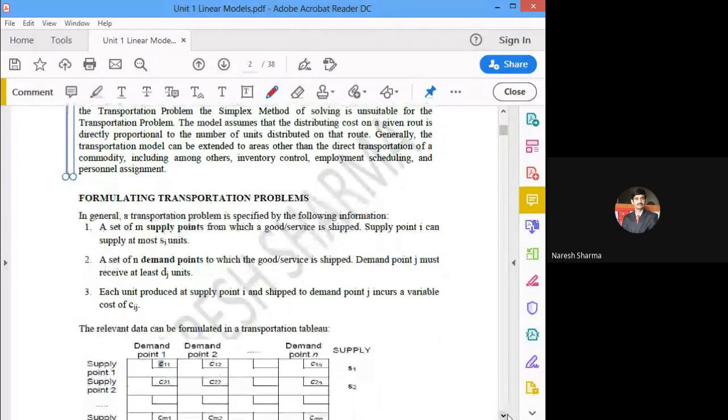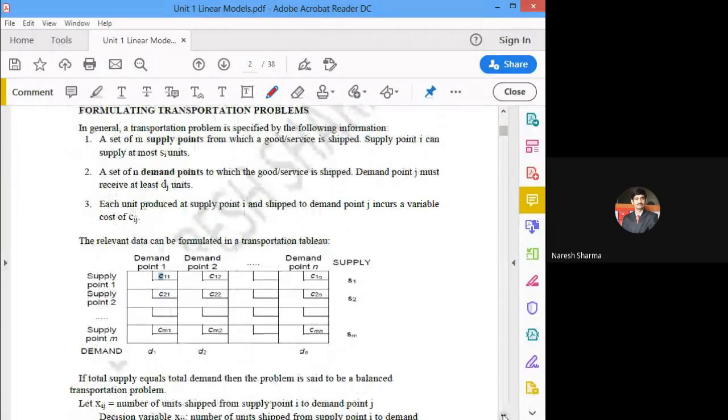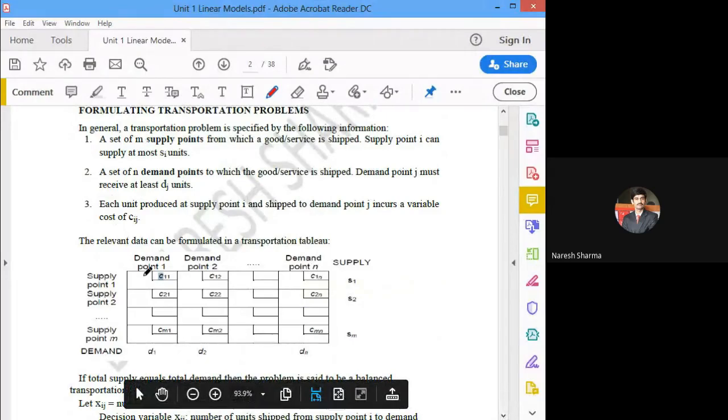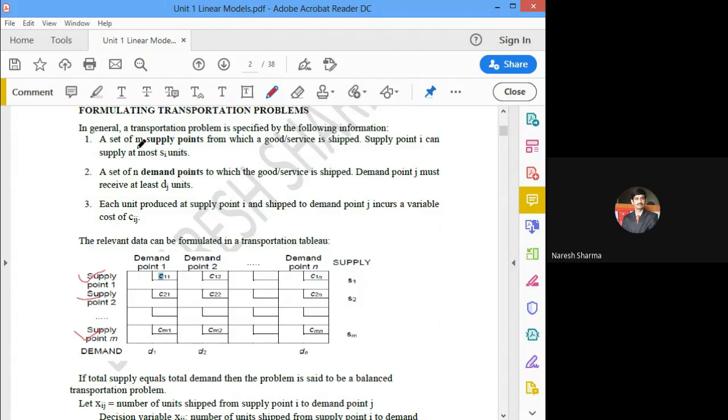So suppose for the transportation problem, we should have the following information. Suppose we have the supply points 1, 2 up to M. Suppose we have the M supply points. So the first information we require is the set of M supply points from which a good is shipped. Supply point I can supply at most SI units. That means it is the capacity of that factory, so that it can supply maximum S1 units.